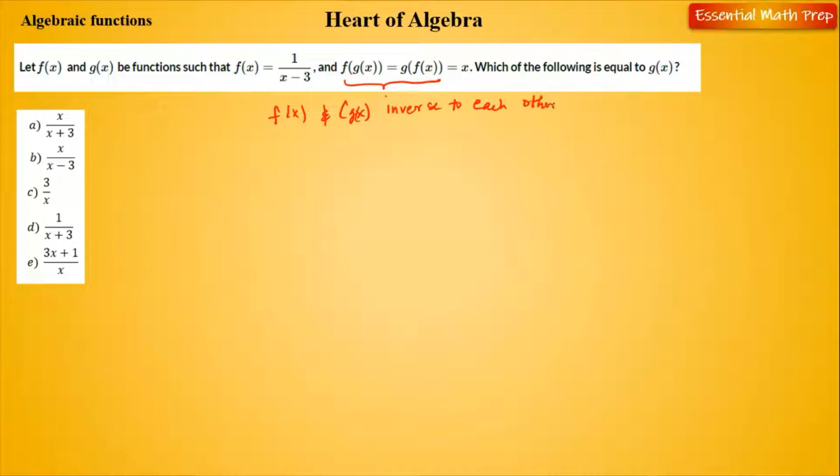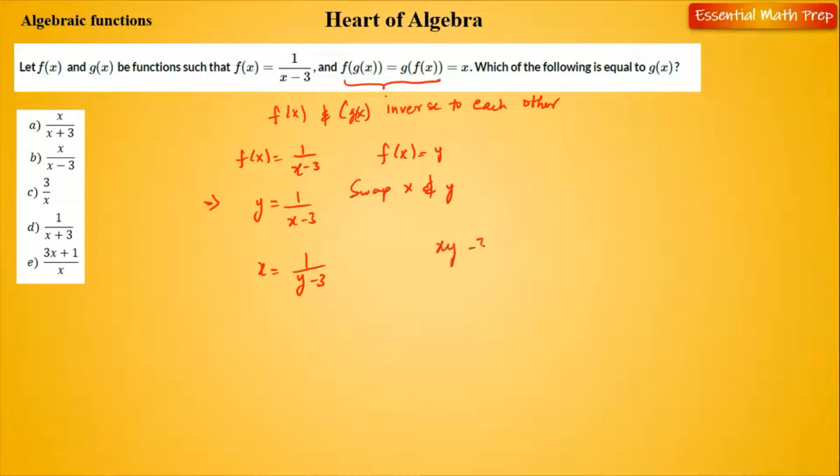In other words, we know f of x equals 1 over x minus 3. We can substitute f of x as y. Let's substitute f of x equals y, which implies y equals 1 over x minus 3. Swap x and y. In other words, y becomes x and x becomes y. Solve for y now. So that's xy minus 3x equals 1, right? So xy equals 1 plus 3x and y equals 1 plus 3x over x. That's it.